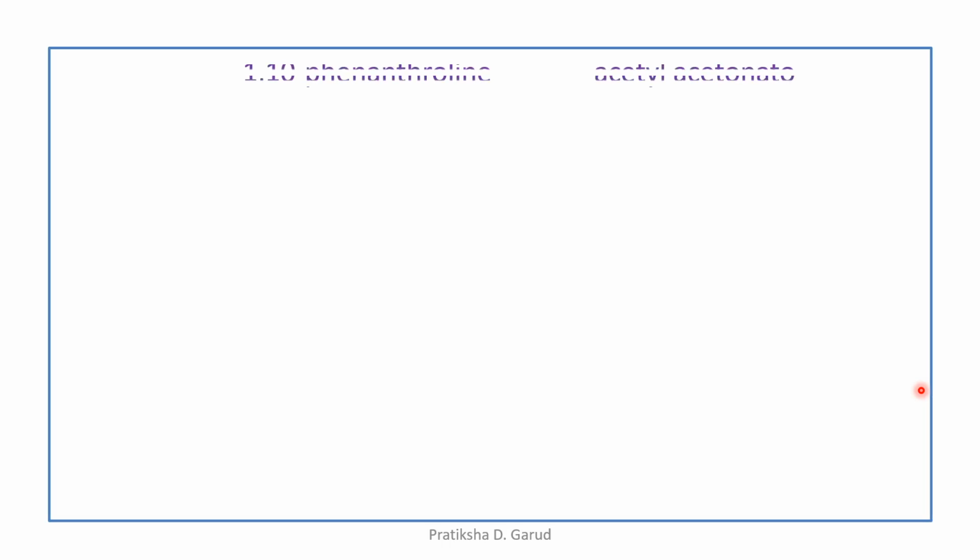Then, third type, this bidentate ligands having more examples. They are 1,10-phenanthroline and acetyl acetonato. So their symbols are, for the 1,10-phenanthroline we have the symbol phen, and for acetyl acetonato we have the symbol ACAC. So let's see their structures.